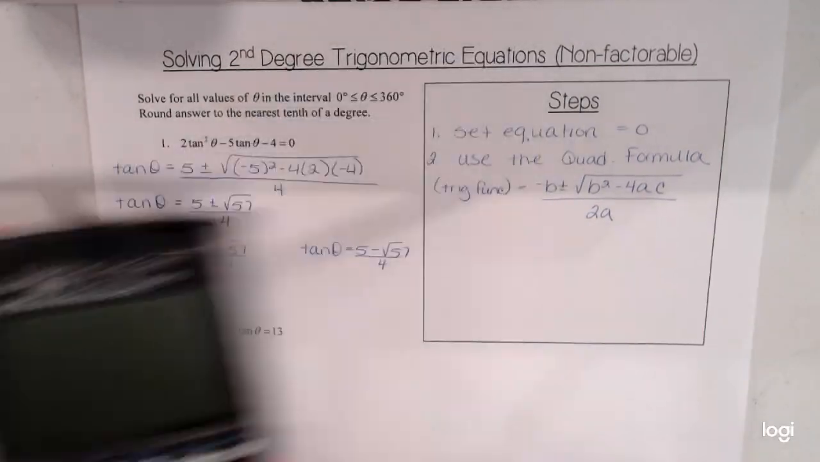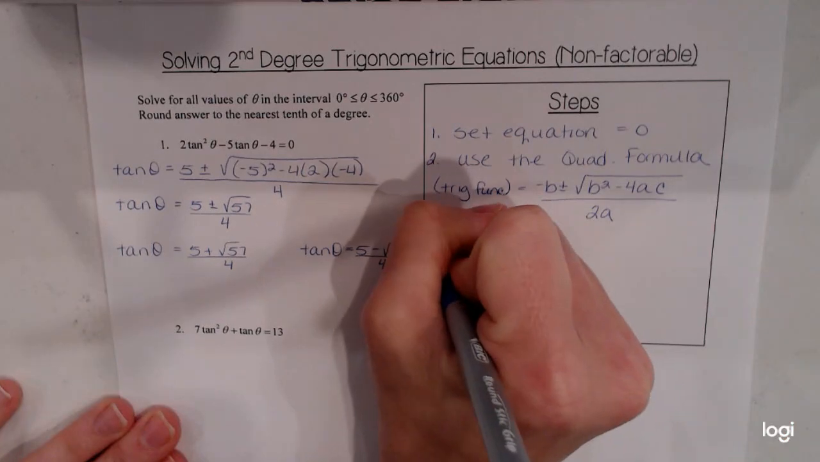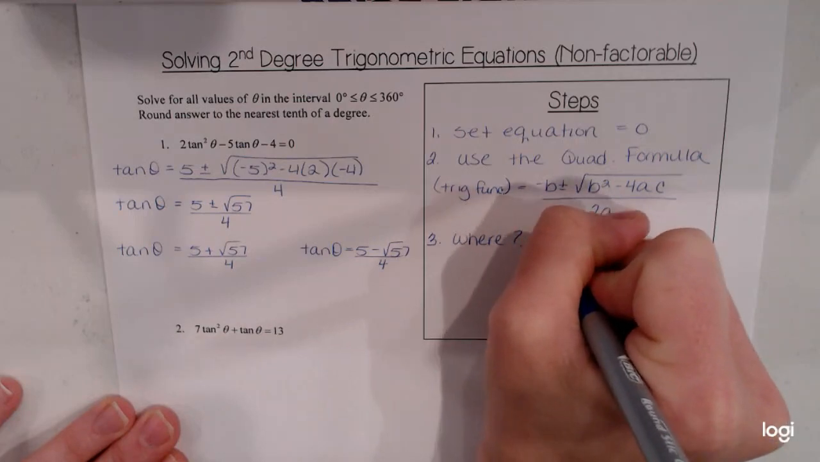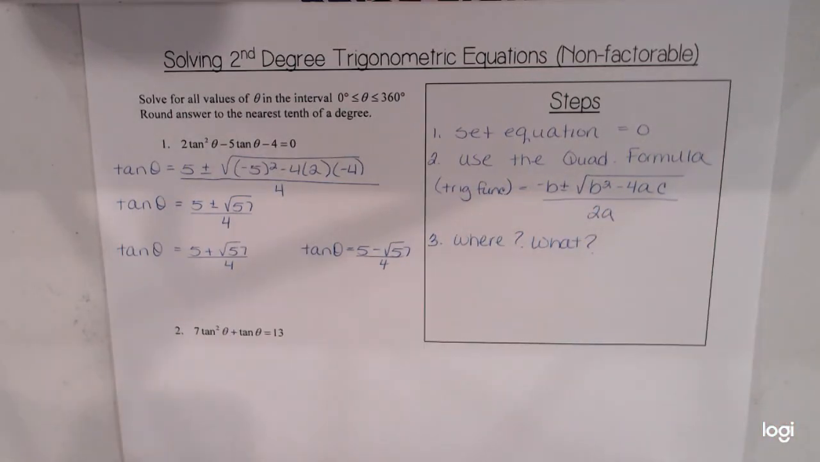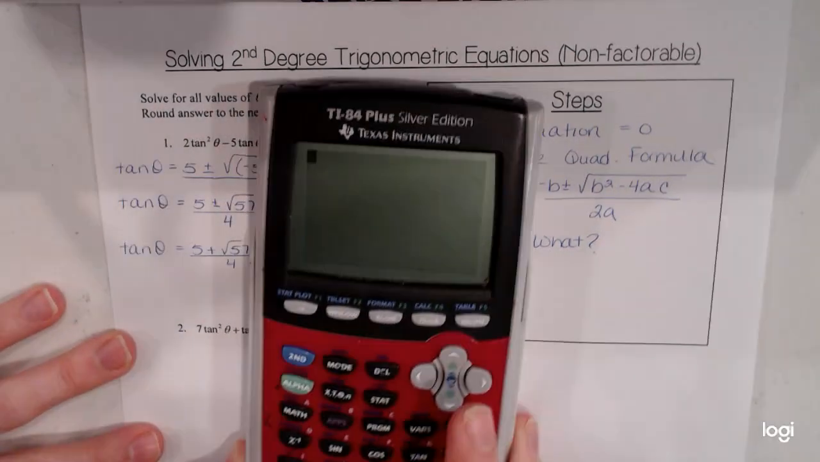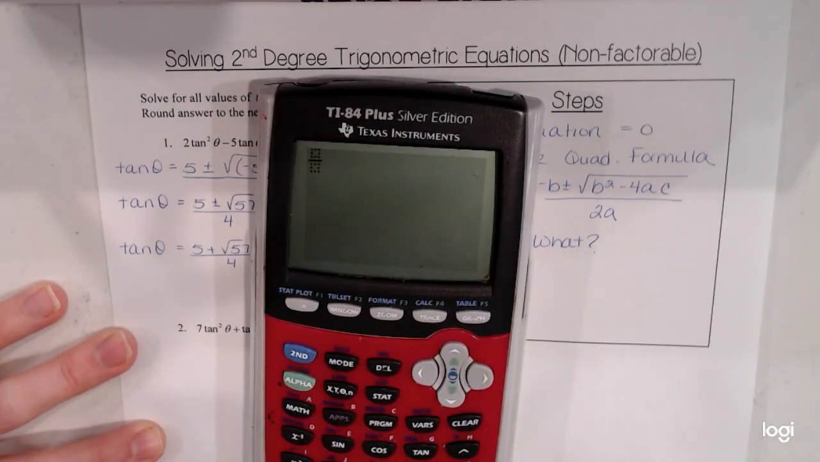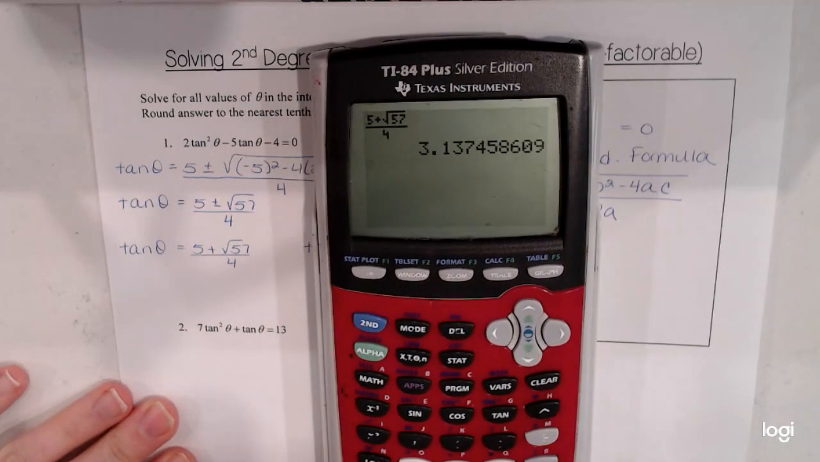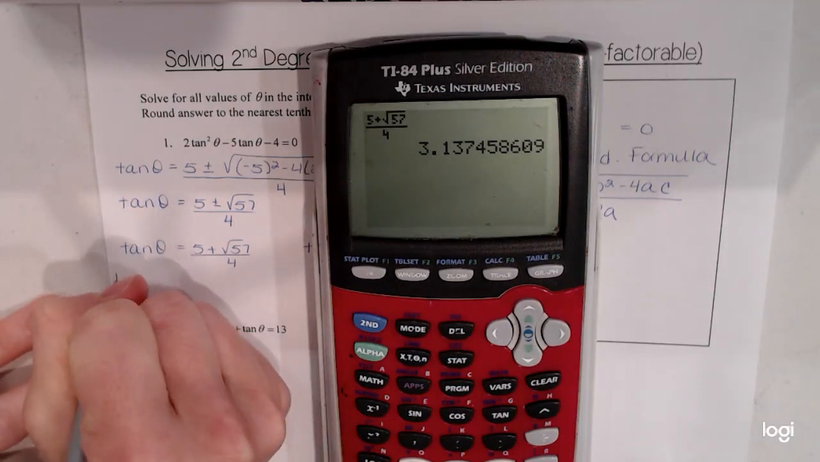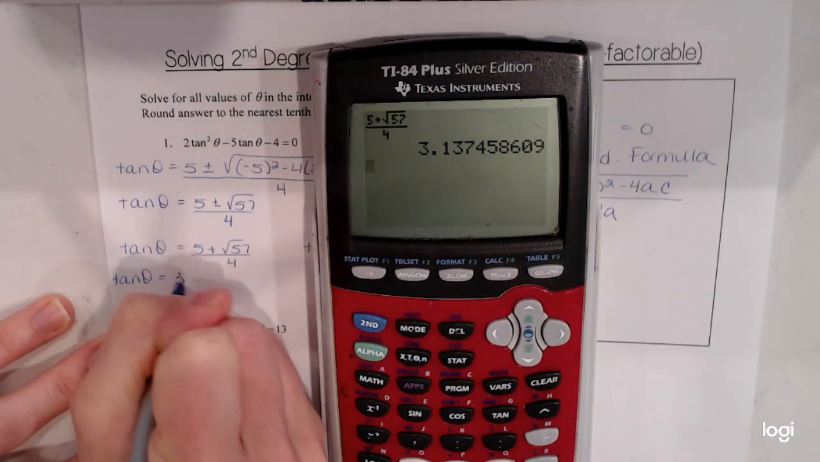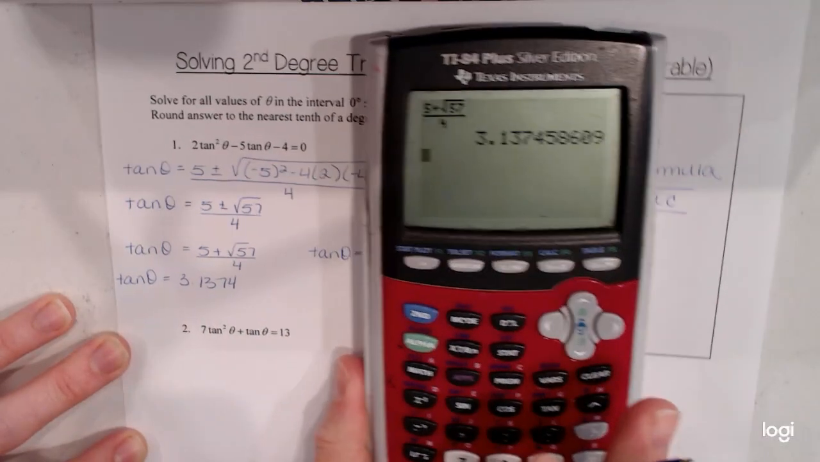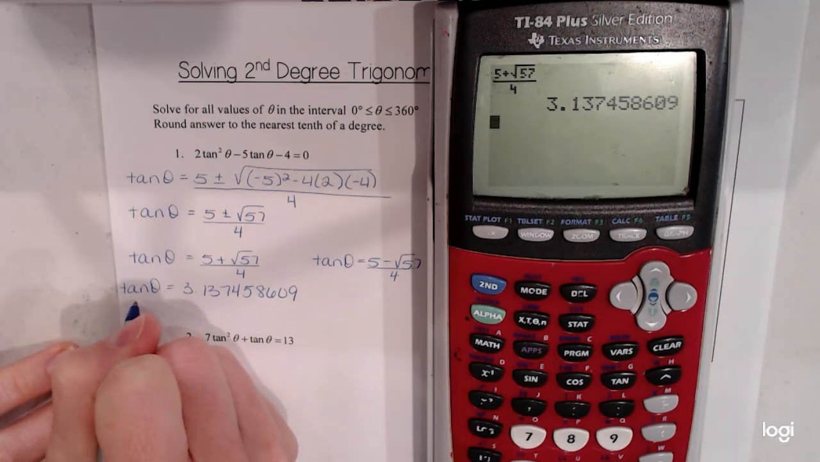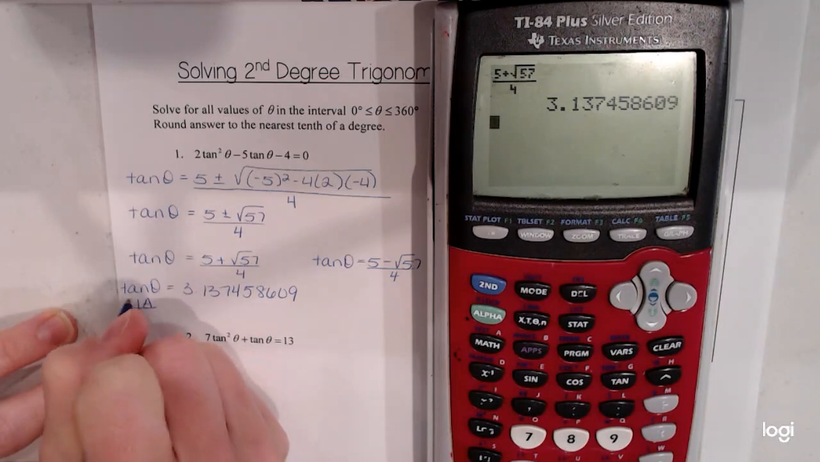So I'm going to come over here first and write step number 3 is going to be the where are you, what are you step, okay, which we've practiced at length at this point. So I'm coming to my calculator and I'm typing in 5 plus the square root of 57 all over 4. And I look at that number, okay? So tangent theta equals 3.137458609. Doing the where are you, what are you?